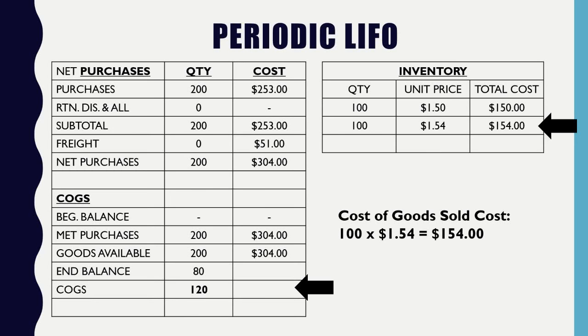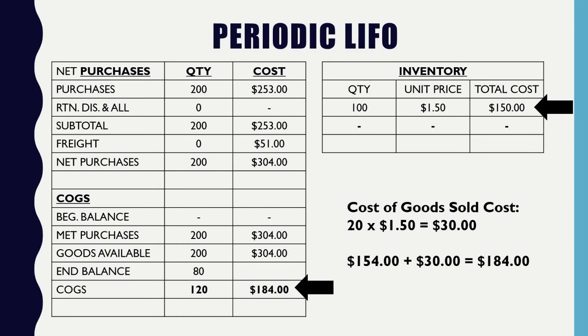So here I'm going to take my last batch, and we know that it's already 100. So we already know that that's already 154. Okay. Then, once we got rid of this last batch, now we're going to understand that we have to take out 20 more because we sold a total of 120.